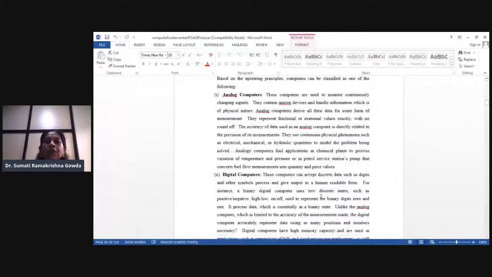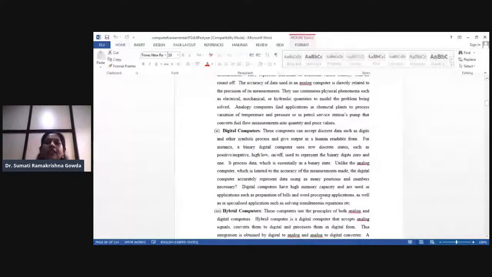These computers can accept discrete data such as digits and other symbols, process it, and give output in a human readable form. For instance, a binary digital computer uses two discrete states such as positive or negative, high or low, or on or off. So digital means it is either 0 or 1. 0 means off, 1 means on. So it is called digital, only in the form of digits.